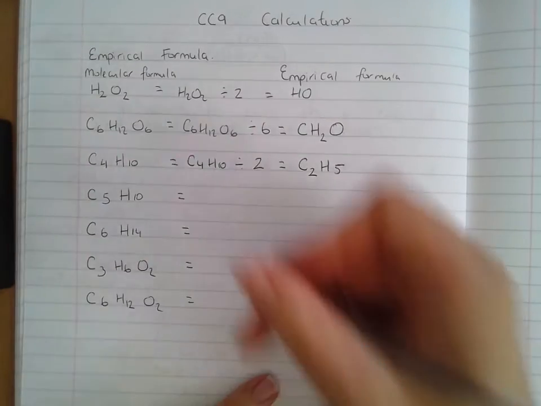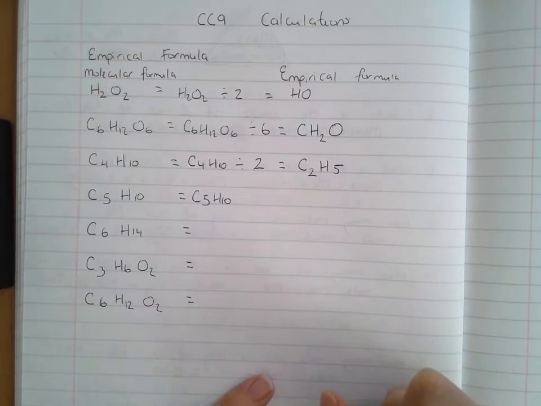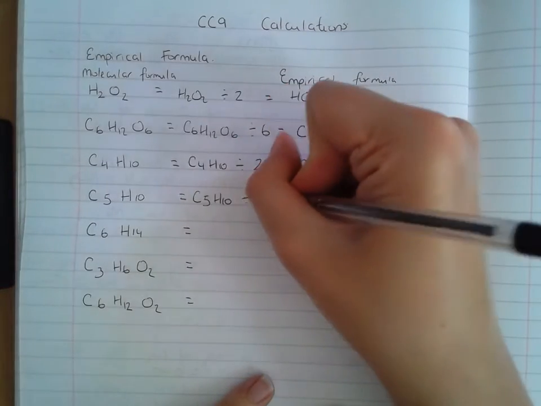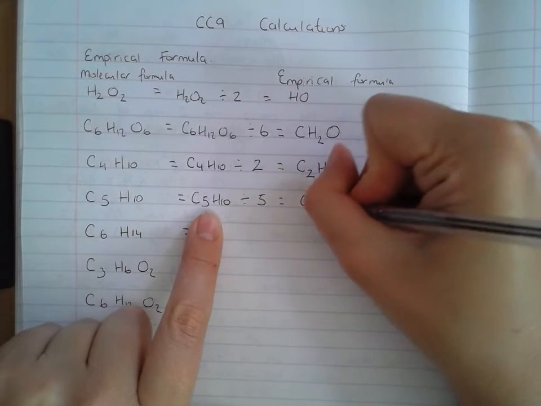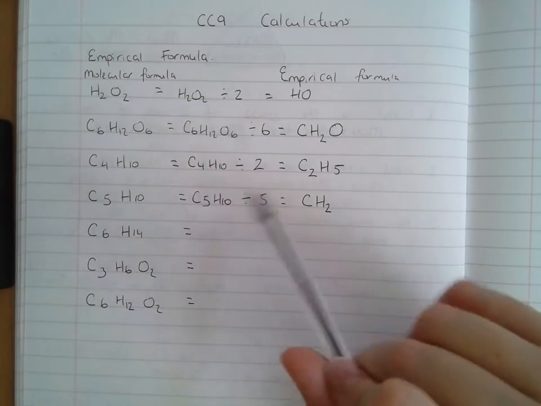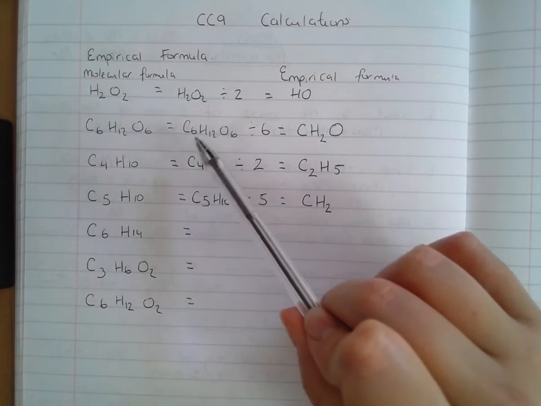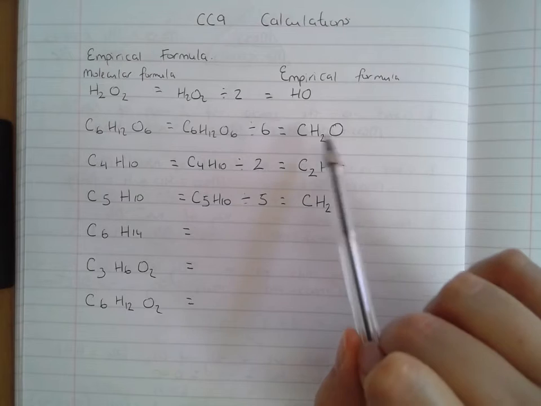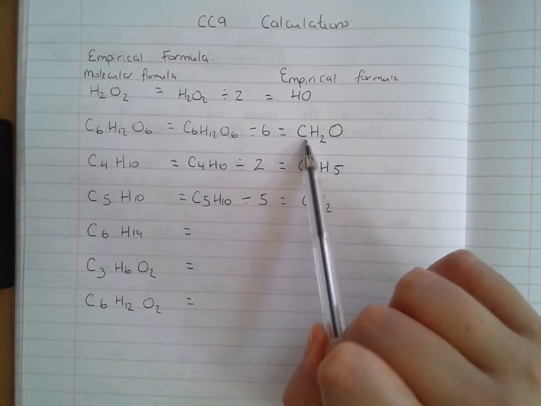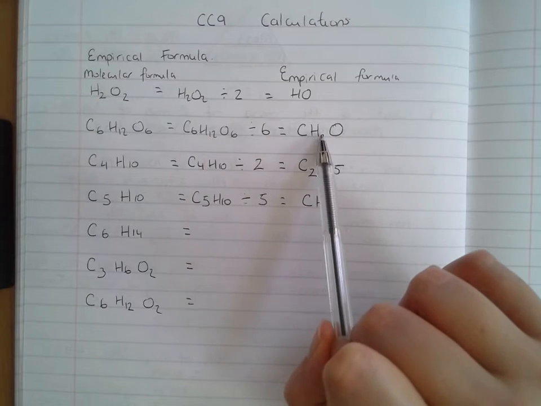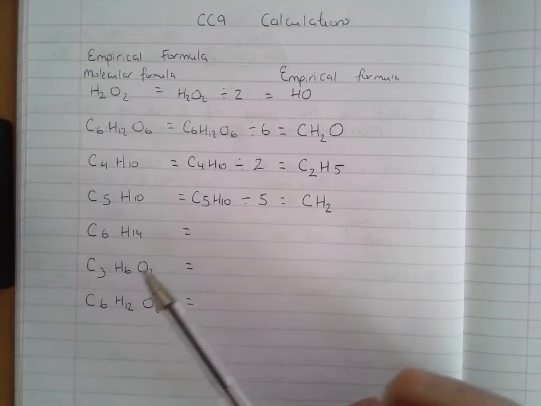I'm going to do one more and then I'm going to get you to do the rest. C5H10. What's the biggest number that divides evenly? The biggest number is 5. 5 divided by 5 is 1. 10 divided by 5 is 2. So you just need the biggest number that will divide evenly across. Divide each number by that number and write the new formula. So 6 divided by 6 here is 1, so I don't need to include that 1. 12 divided by 6 is 2, I do need to include the 2. And then 6 divided by 6 is again 1, I don't need to include the 1.